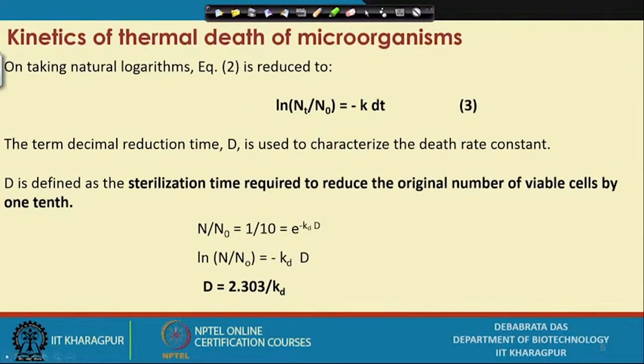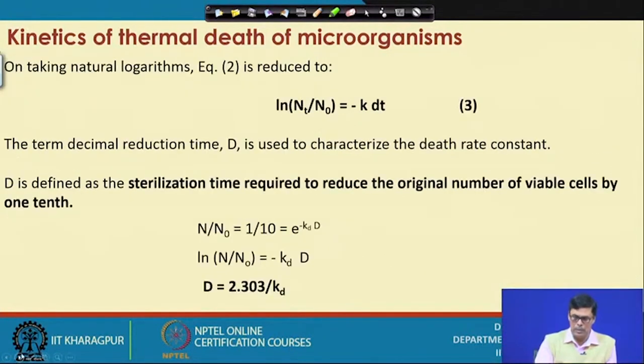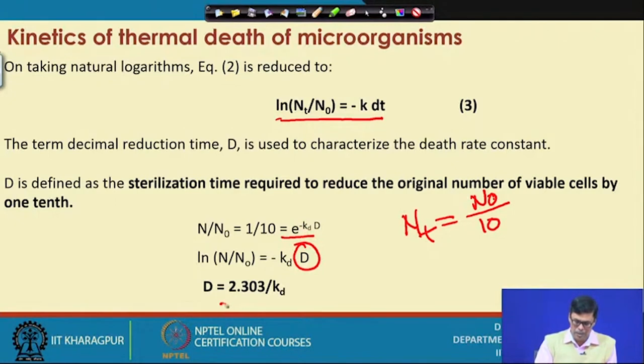Then, from this equation, we come to this equation: ln Nt by N0 equals minus kd into t. And what is the decimal reduction time? As I told you, whatever Nt is, it should be N0 by 10, 1/10 of that. So, N by N0 will be 1 by 10th, which will be equal to e to the power minus kd into D, where D is the decimal reduction time.